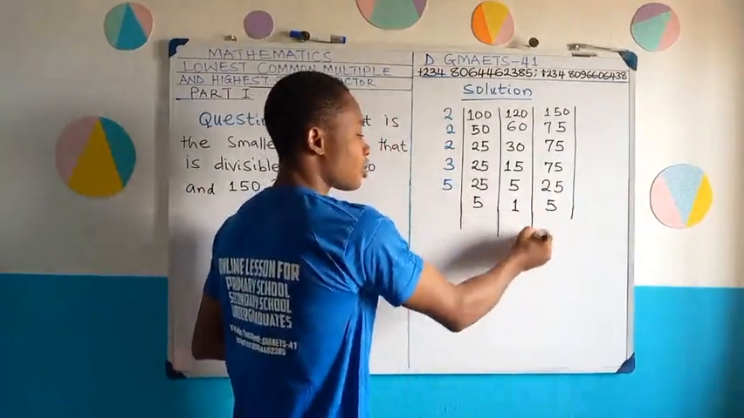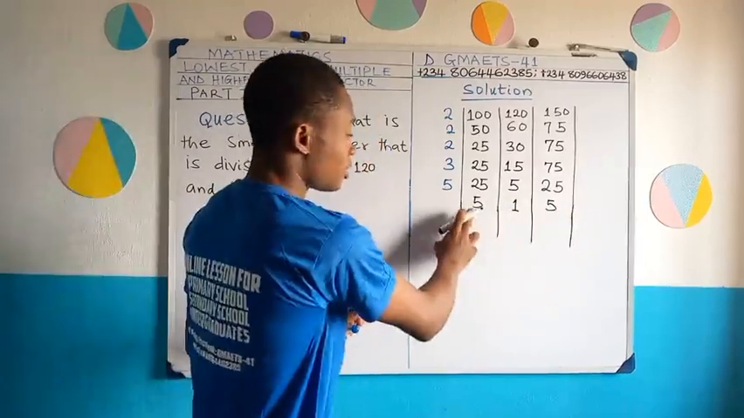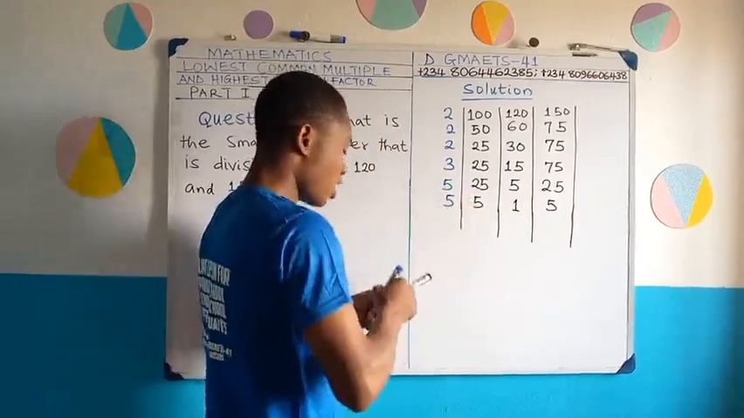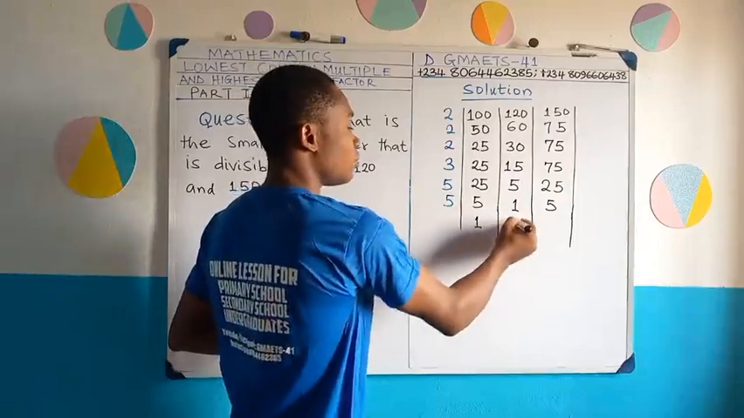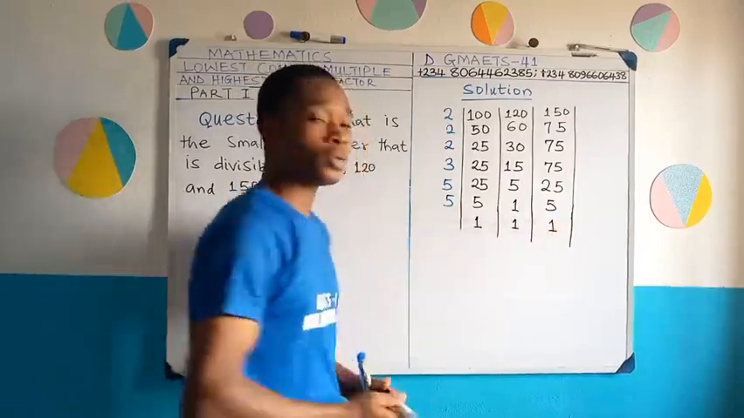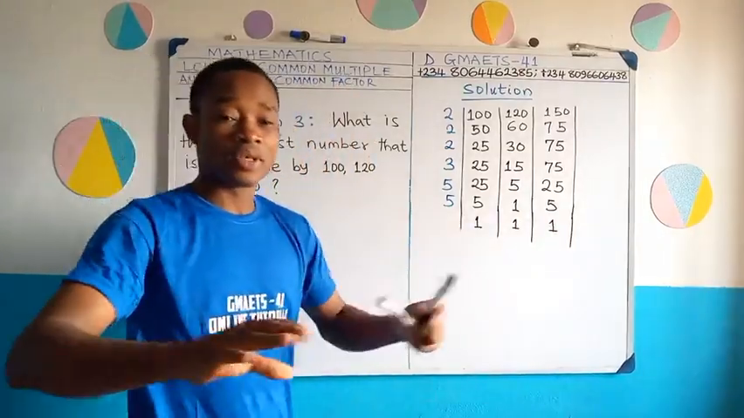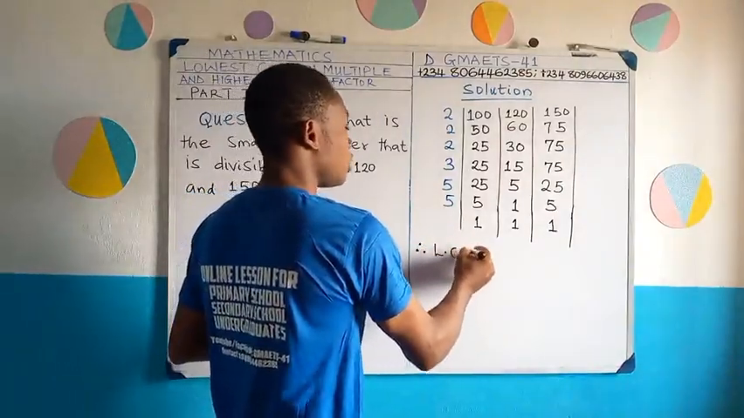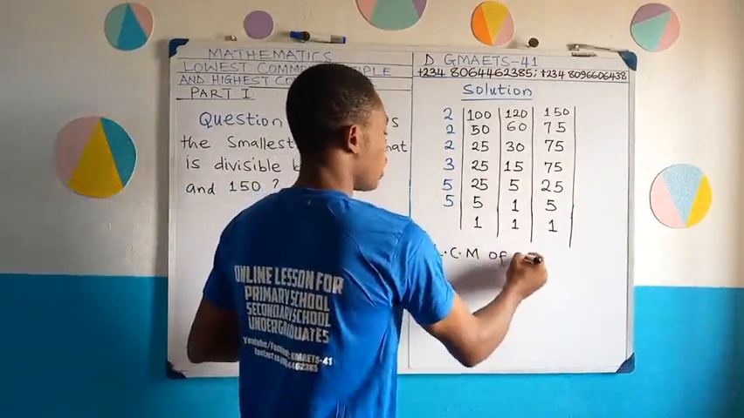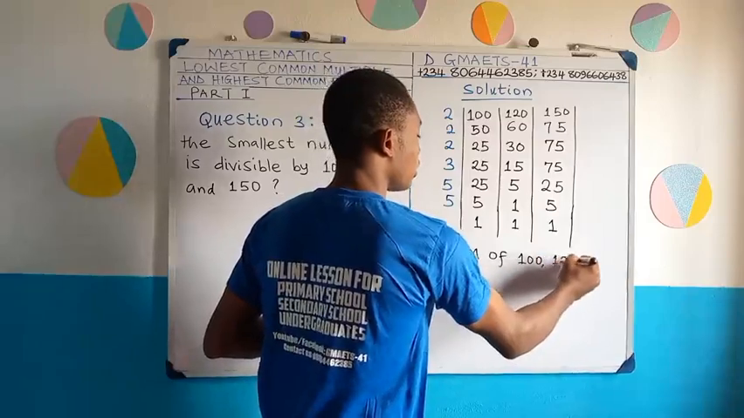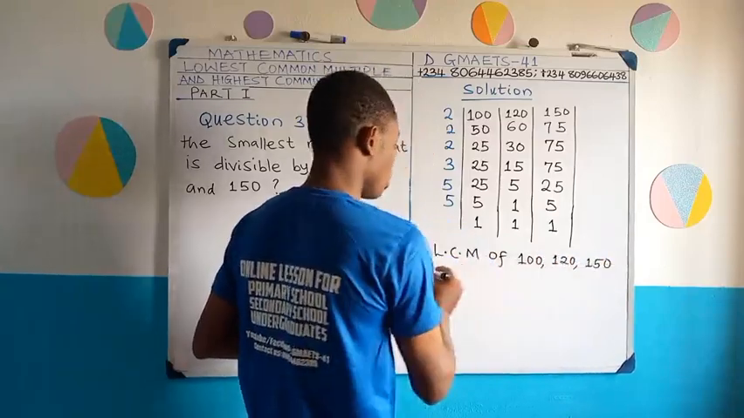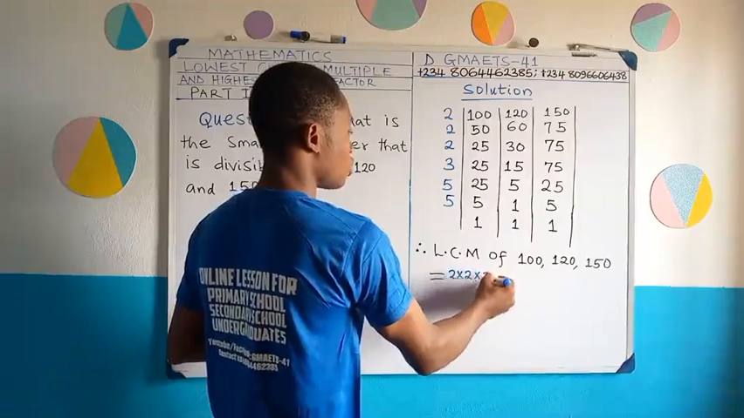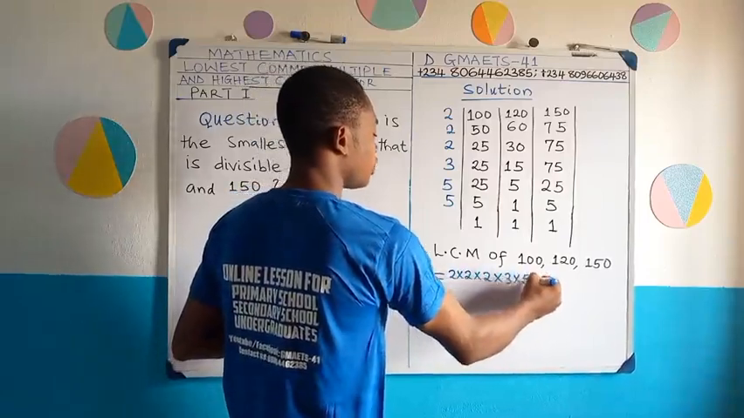We will still go again because there are 2 columns that have not reached 1. This and this. Can 5 divide them? Yes, 5 can divide 5, so I'll use 5. If 5 divides this 5, it will give me 1. Bring down your 1 here. This one will give me 1 also. You've reached 1, 1, 1 in each of the columns, so you stop your division and then write out your answer. Therefore, LCM of 100, 120, 150 is equal to, if you multiply the numbers you used in dividing, 2 times 2 times 2 times 3 times 5 times 5.